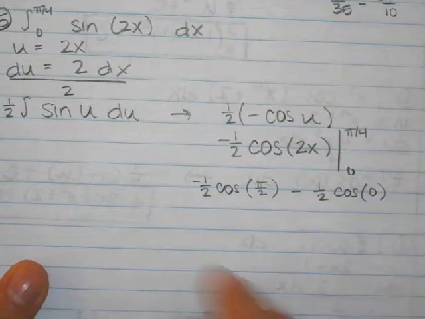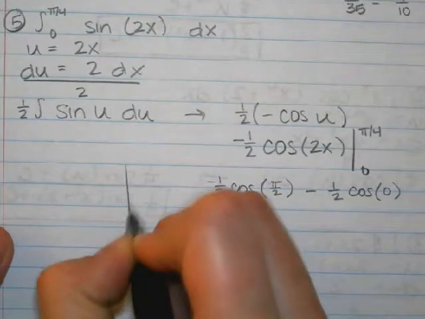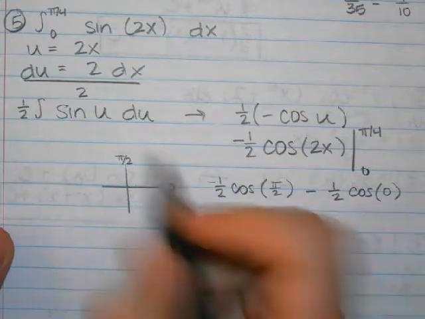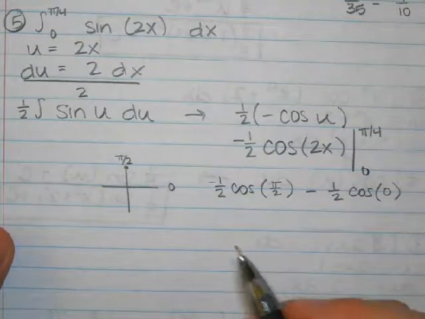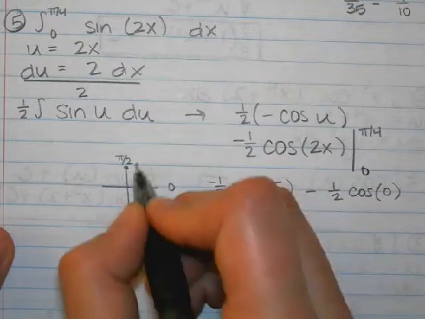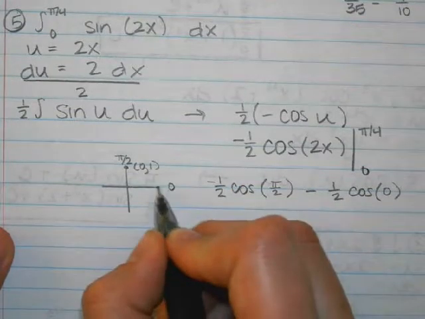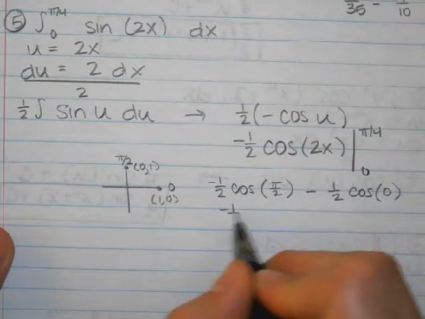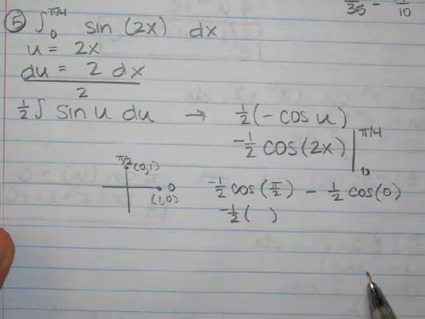0. Okay. So I'm going to picture the unit circle because we can do this without a calculator. What is the point that's right up here on the unit circle? 0, 1. Good. What's the point right here on the unit circle? 1, 0. Okay. So negative, I've got negative 1/2 times, which value is the cos value?